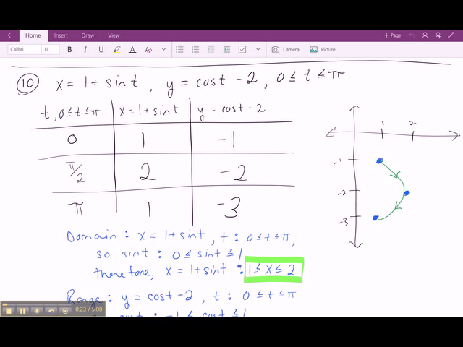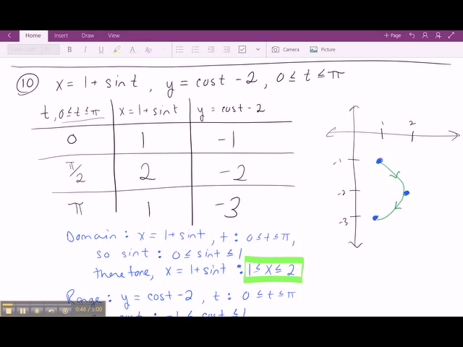So get your table set up. We know that t is between 0 and pi. I just picked a few points here, 0, pi over 2, and pi, because those were easy. I don't have to get a calculator out to do any estimating for decimals, etc. I can get a few points. If I think I need some more, I can add some in.